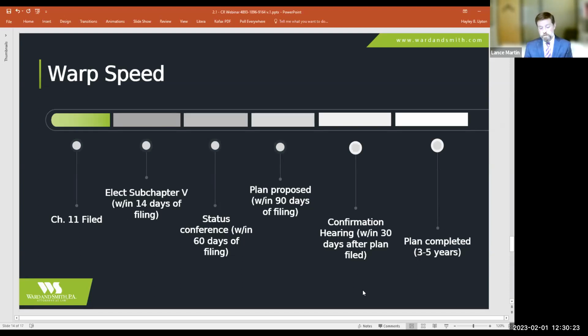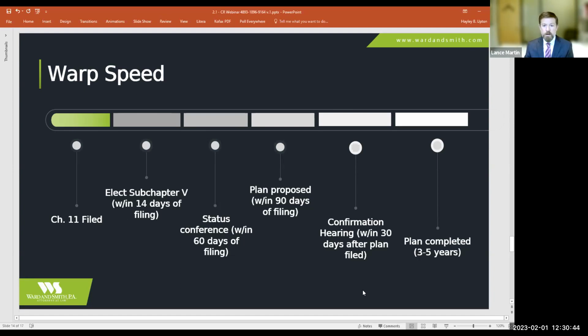Contrast that with a traditional small business Chapter 11 plan where the debtor has 6 months before they have to file a plan. And if they want an extension for another 90 days, they basically just have to file a motion. It's a very low hurdle to clear.